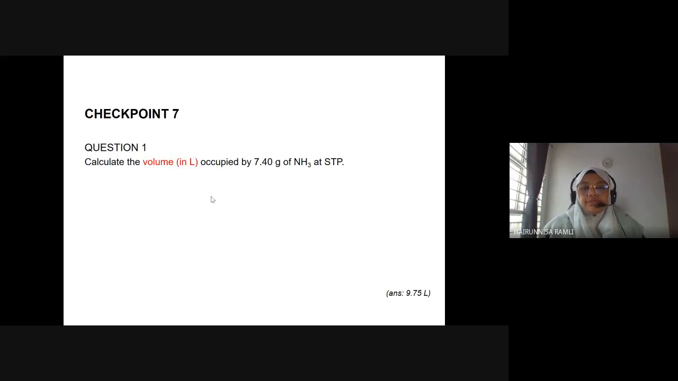Okay, cuba jawab yang ni pula. Checkpoint 7. Calculate the volume in liter occupied by 7.4 gram of ammonia at STP. Ni dia specific ni, STP. Dia macam soalan chapter 1 je ni. Cuma mungkin chapter 1 kita nak mole. Ni kita nak volume. Cuba kira.